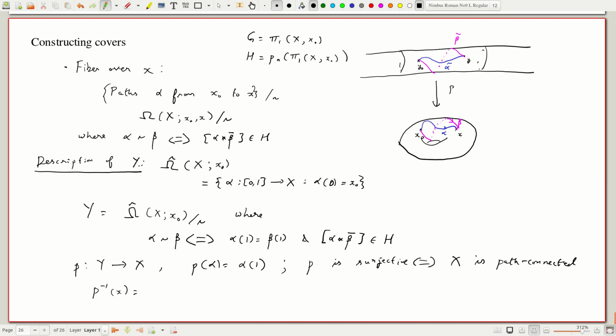Okay. Description of Y given H, G and X. Okay, so let me clarify here. The above was a description of Y. So this is a description of Y given only P, H and X. Okay, so this will be the P is going to be given from Y to X, and P inverse X is the correct fiber that we have for the space.